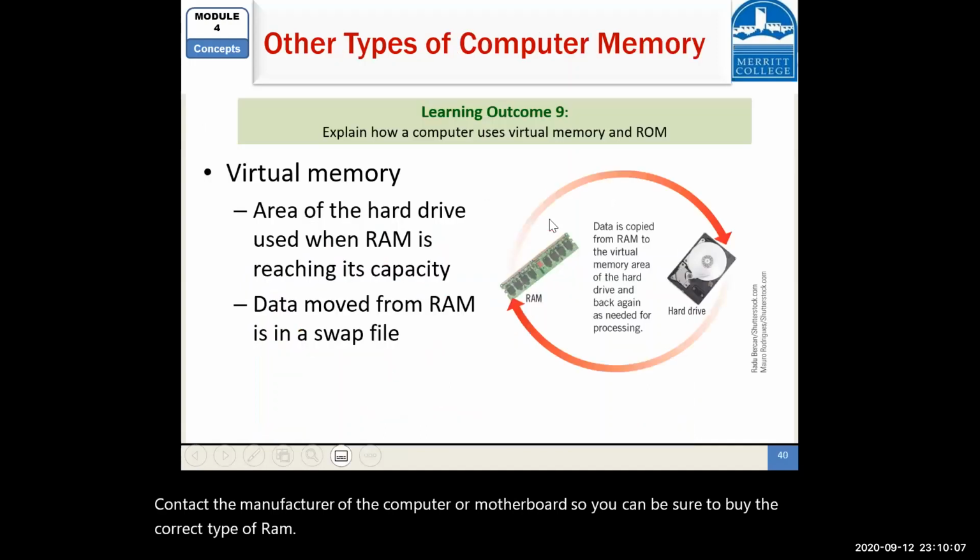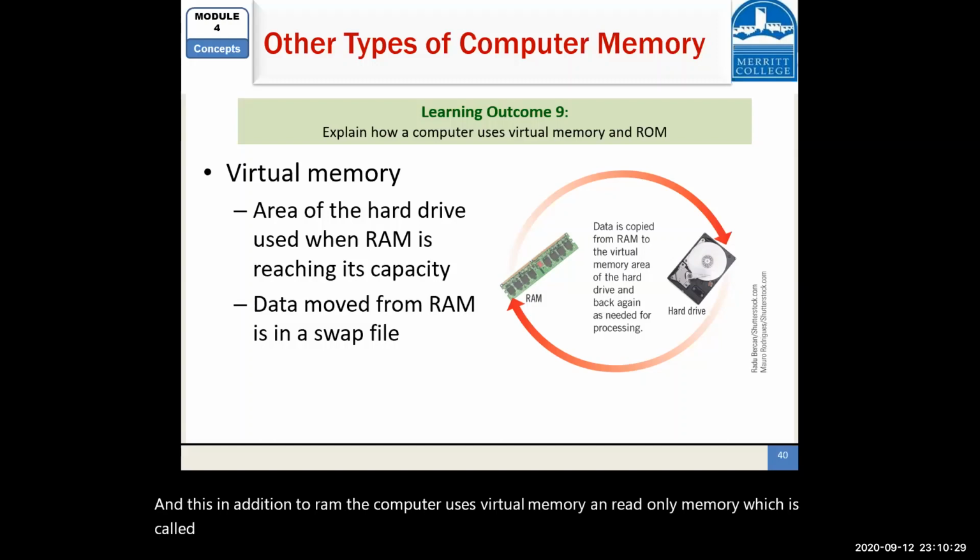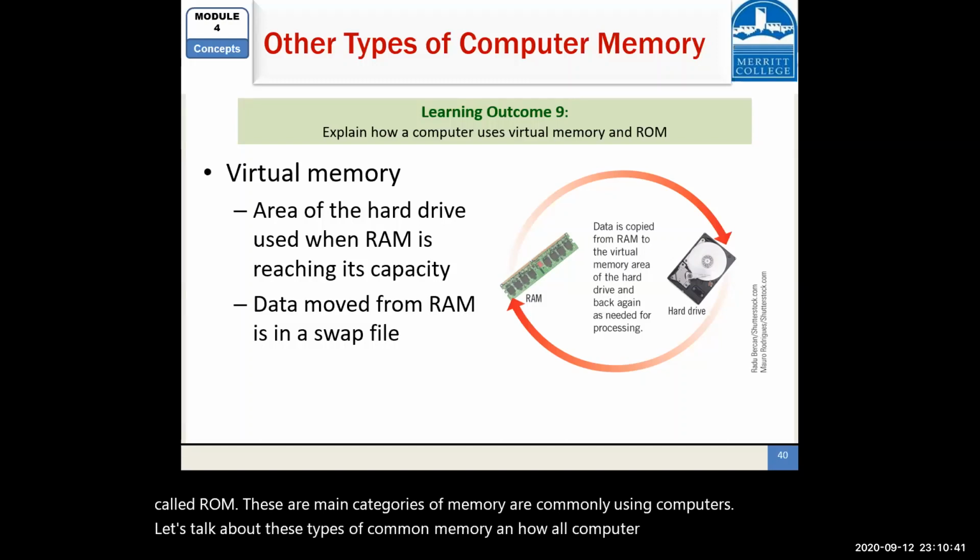So our next outcome deals with other types of computer memory, and we'll explain how a computer uses virtual memory and ROM. In addition to RAM, the computer uses virtual memory and read-only memory, which is called ROM. These are main categories of memory commonly used in computers. Let's talk about these types of common memory and how all computer memory types work together.